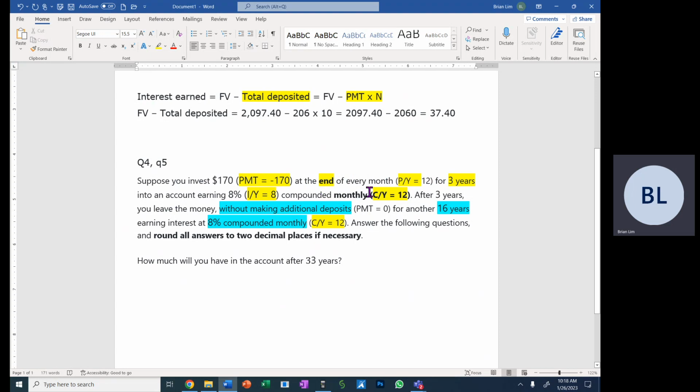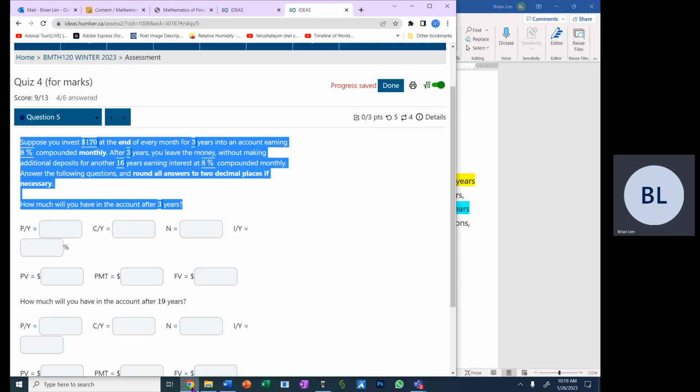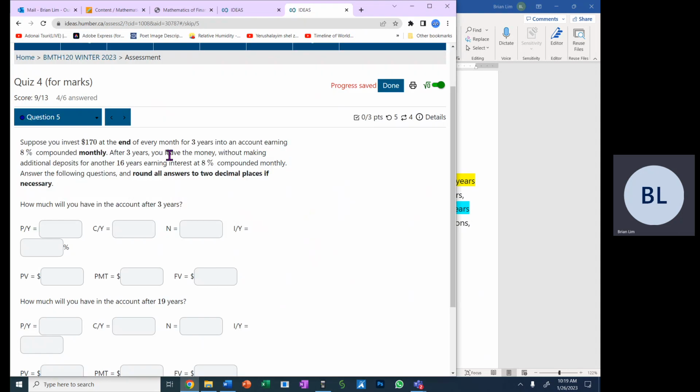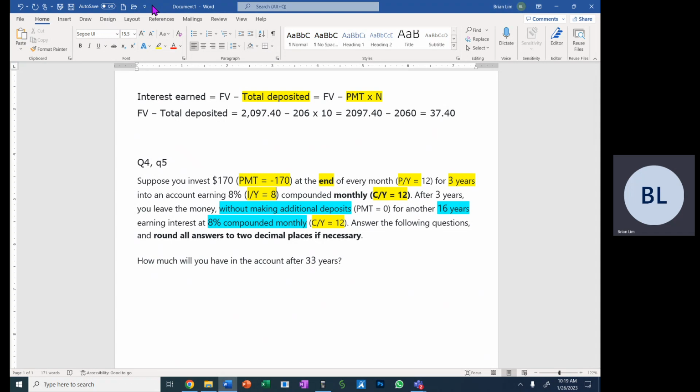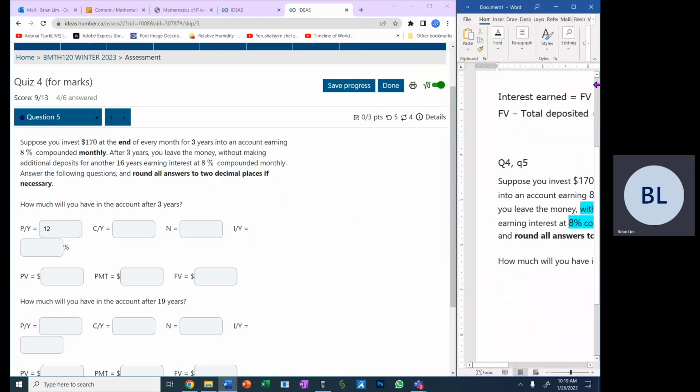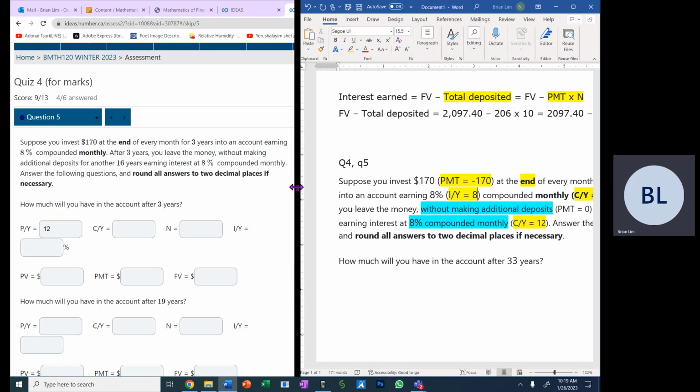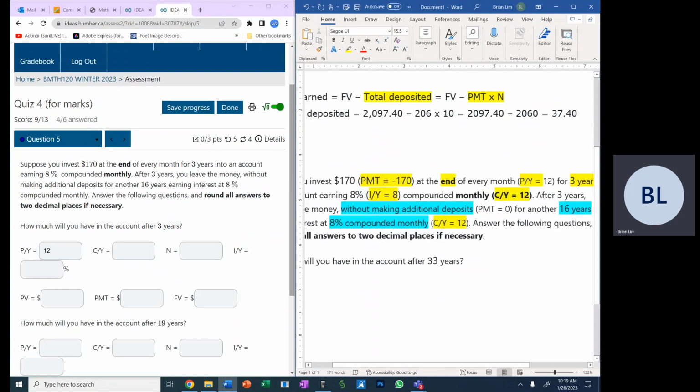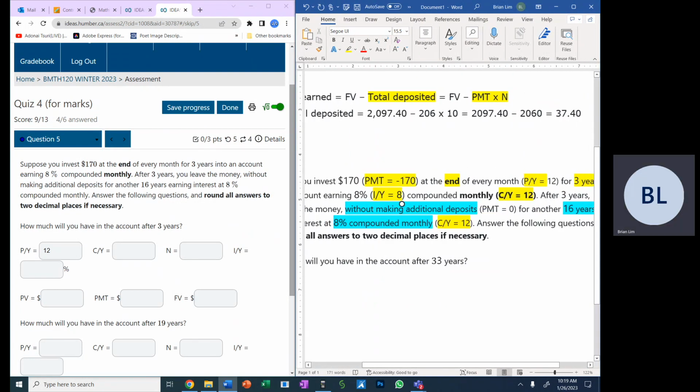This breaks it down nicely, but then we can go back to the question over here and fill in these boxes. CY is 12. If you wish, you could also pull this over here so we can see what is happening and get more balance. We can see that CY is 12, and CY is also 12 right over there.